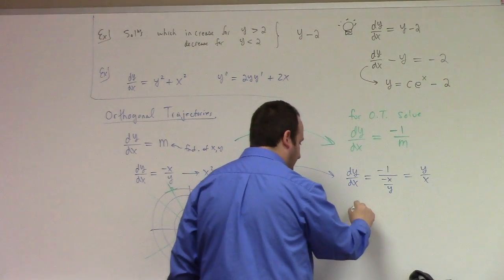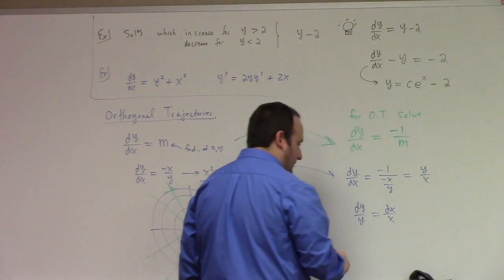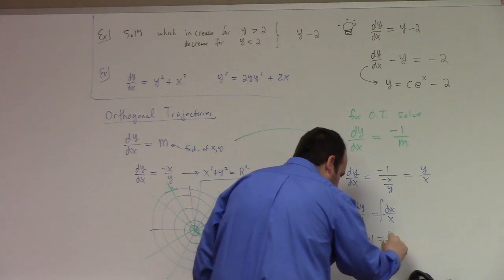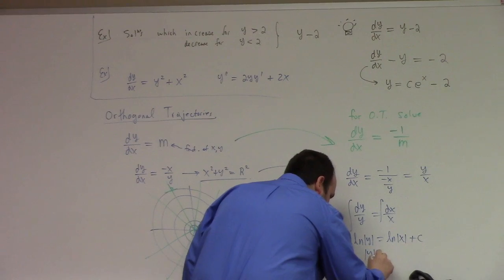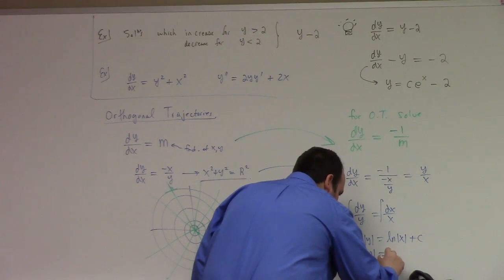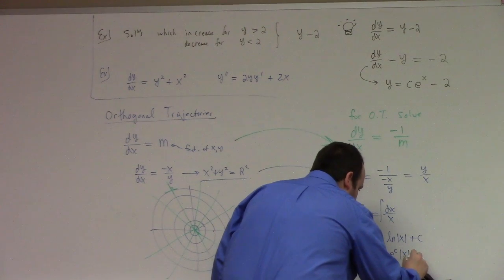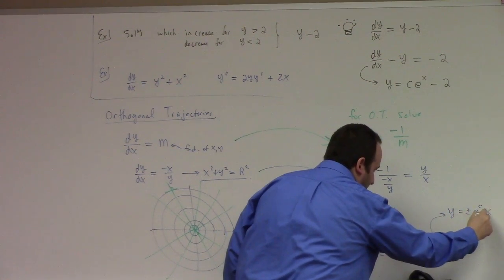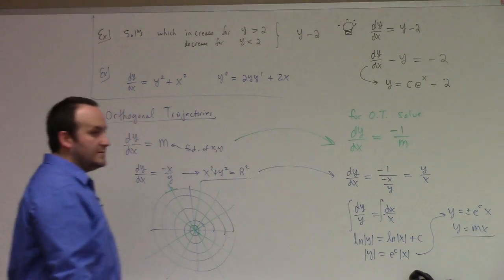You separate variables, you get dy over y equals dx over x. Integrate both sides. Natural log of the absolute value of y equals natural log of the absolute value of x plus some constant. Exponentiate both sides, you get the absolute value of y equals e to the c times the absolute value of x. But that just tells me that y is equal to plus or minus e to the c times x, which tells me y is equal to mx. Lo and behold, the lines.